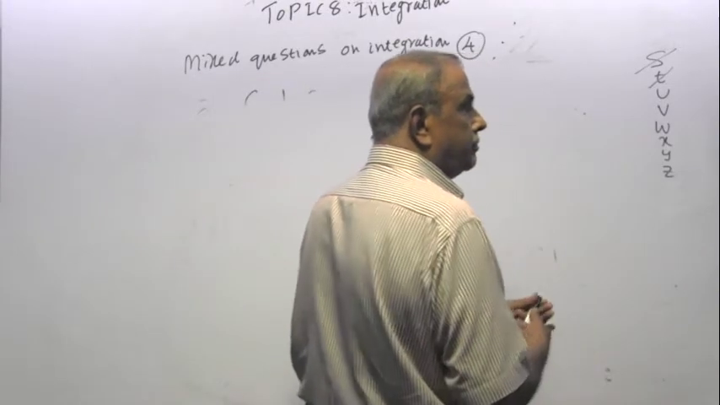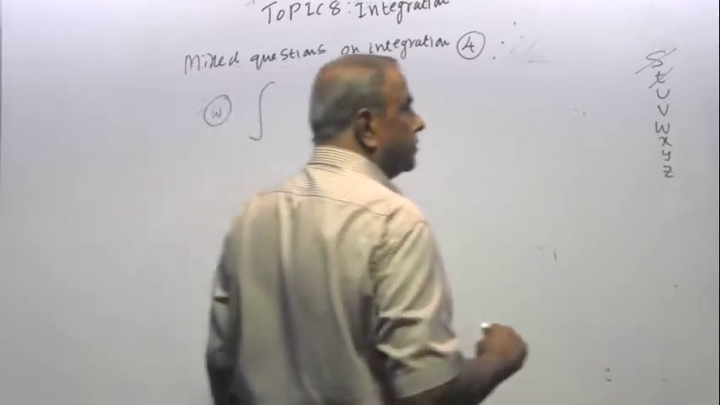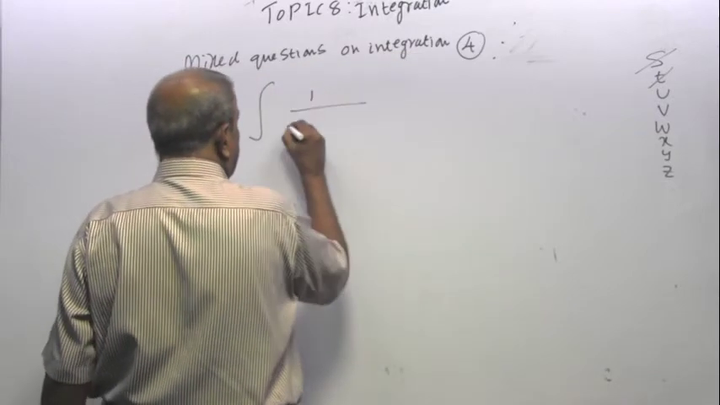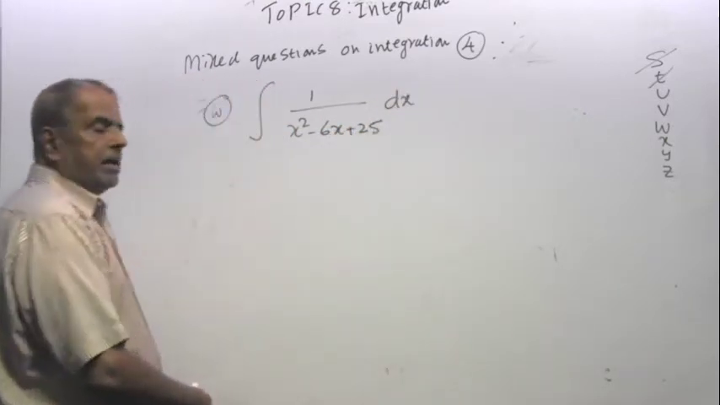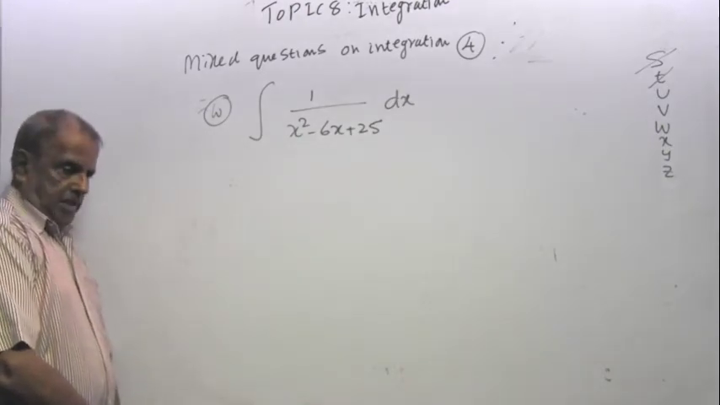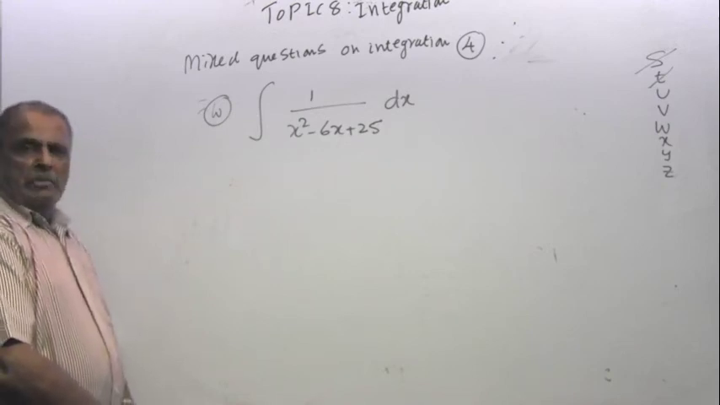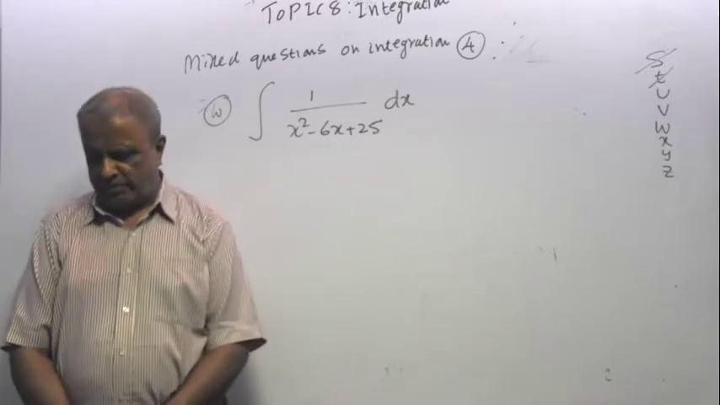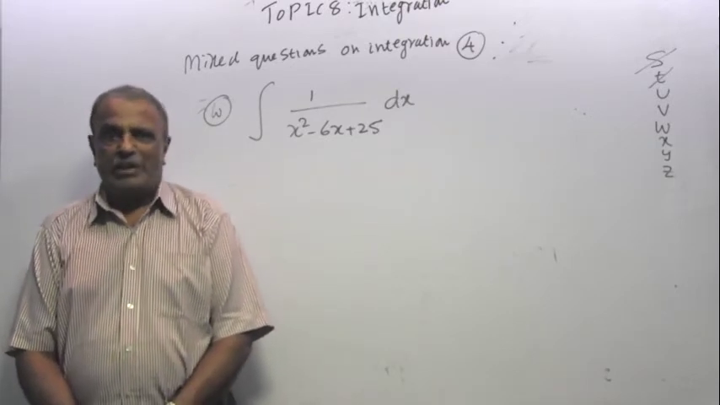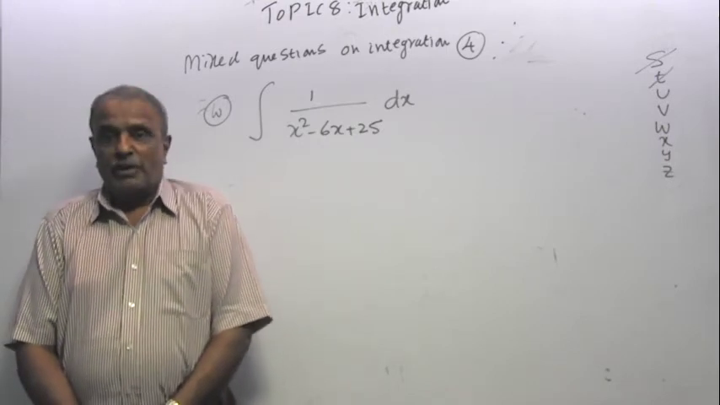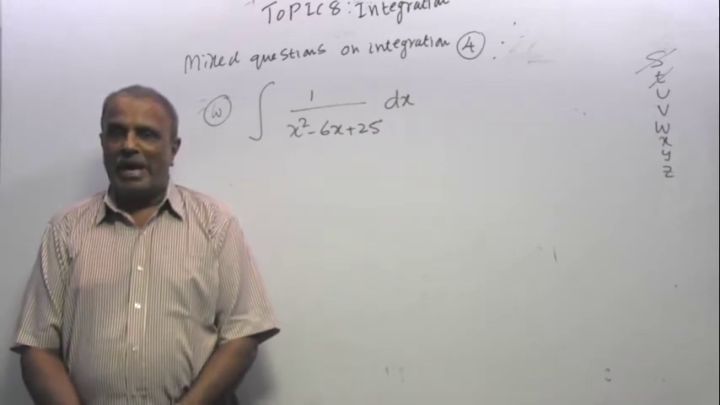I want to do W now. The integral of 1 over x squared minus 6x plus 25 dx. Can't integrate directly. Can't use substitution. It's a fraction. I can't factorize it. It's a proper algebraic or rational expression. When I differentiate the denominator, I get 2x minus 6, and there is nothing in the numerator. I can't use partial fractions because it can't be factorized. Then the only choice you have is to complete the square at the bottom.